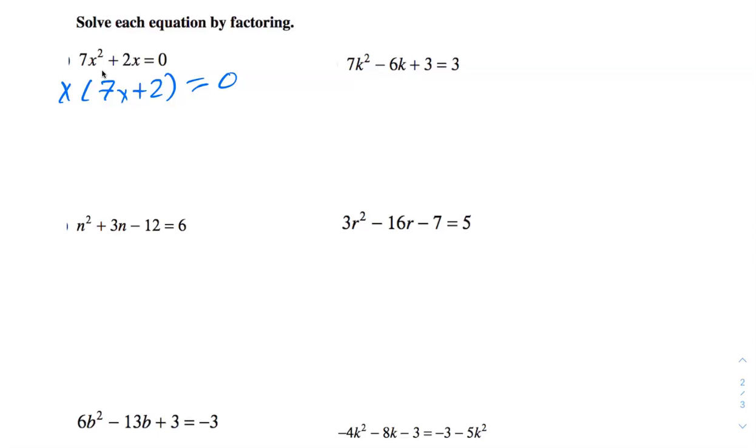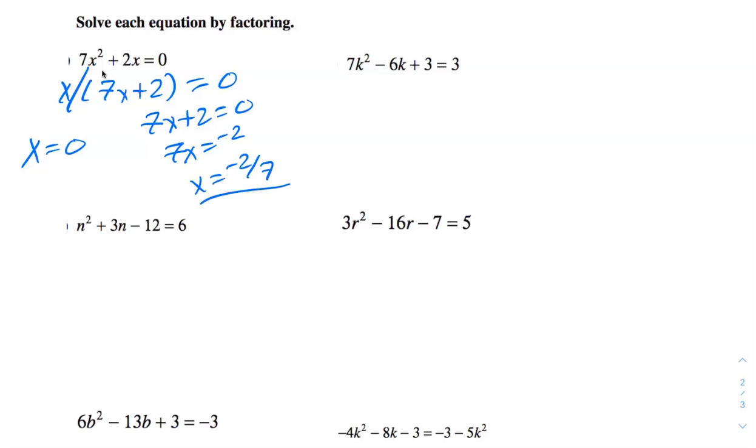Now we split and solve. X equals 0, that's easy. 7x plus 2 equals 0. Subtract 2, divided by 7. So x equals 0 or x equals negative 2/7.